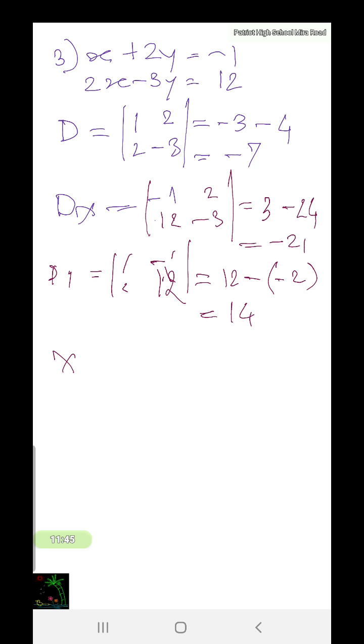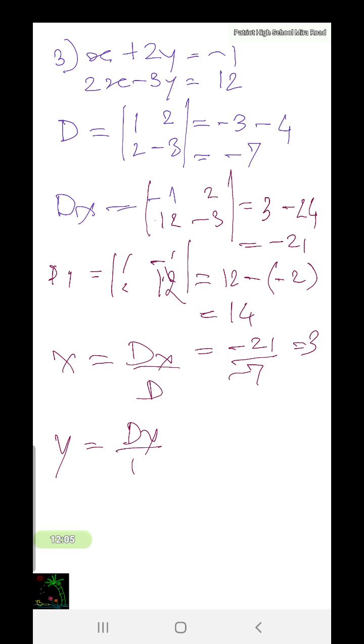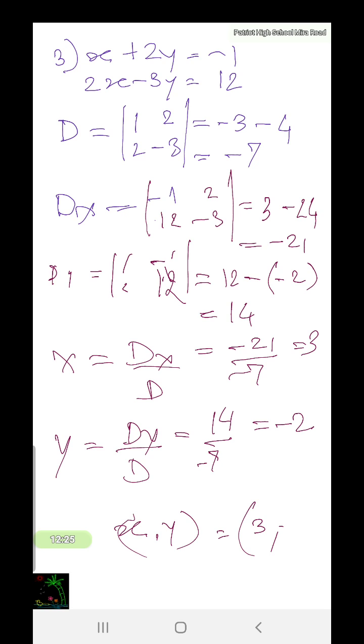Therefore x is equal to Dx upon D, which is equal to minus 21 upon minus 7, which is 3, and y is equal to Dy upon D. Dy is 14 upon D is minus 7, so it will be minus 2. So the values of x and y are 3 and minus 2.